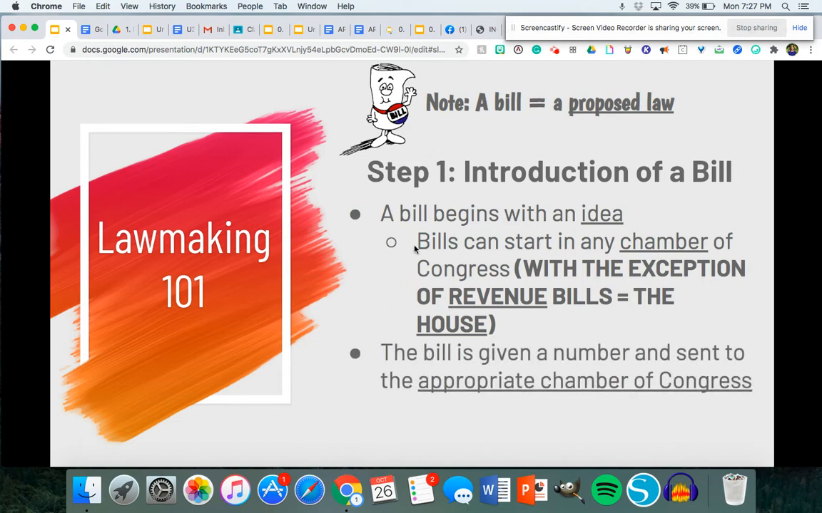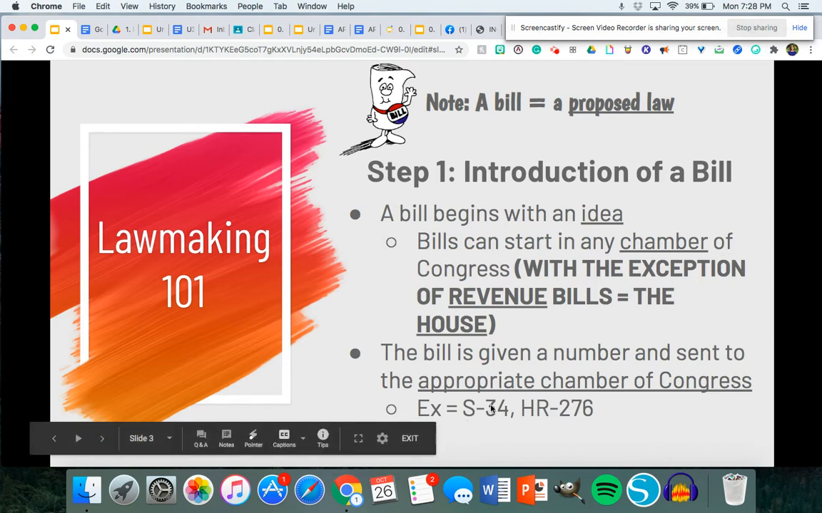Now, once the bill is written and introduced, it's given a number and it's then sent to the appropriate chamber of Congress. So, if it's introduced by a senator, for example, it might be S 34. If it's introduced by a House of Representatives member, it would be HR 276, for example. That just outlines where the bill goes. Now, remember, if it's a revenue bill, it has to start in the House of Representatives. So that is what we're going to pretend our bill is as we walk through this process. I'm going to have us start in the House of Representatives for step two.